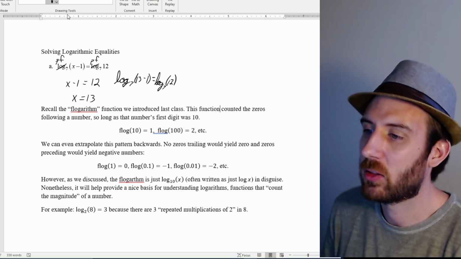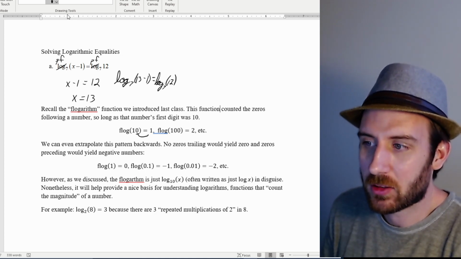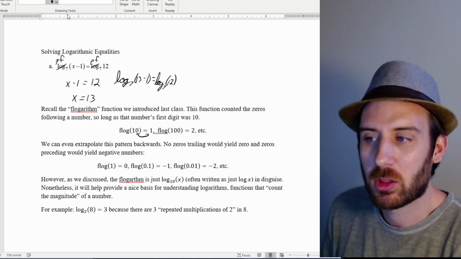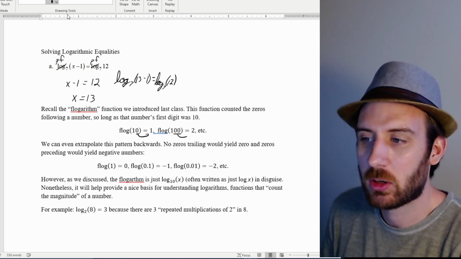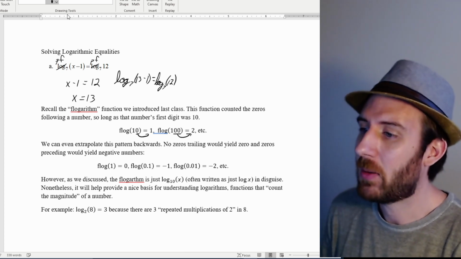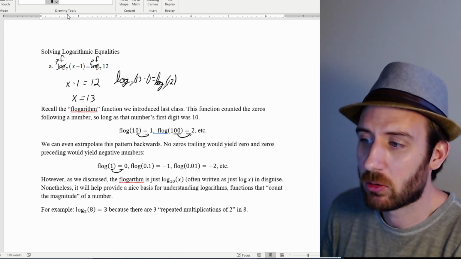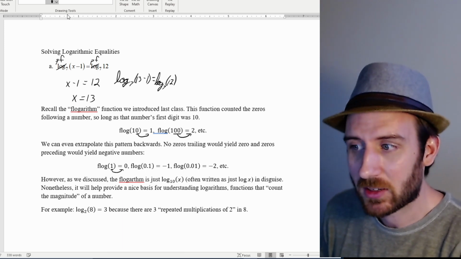So for example, if I did the logarithm of 10, it would find 1 0 here and it would spit back the number of 1. And I could say, okay, what's the logarithm of 100? And I'd count and see 2 zeros, and that would get me the value of 2. And we could even extrapolate this pattern backwards a little bit. So we could say, okay, what if I did just the logarithm of the number 1? Well, I don't see any zeros, so I guess that would be 0 of those kind of magnitudes in there.